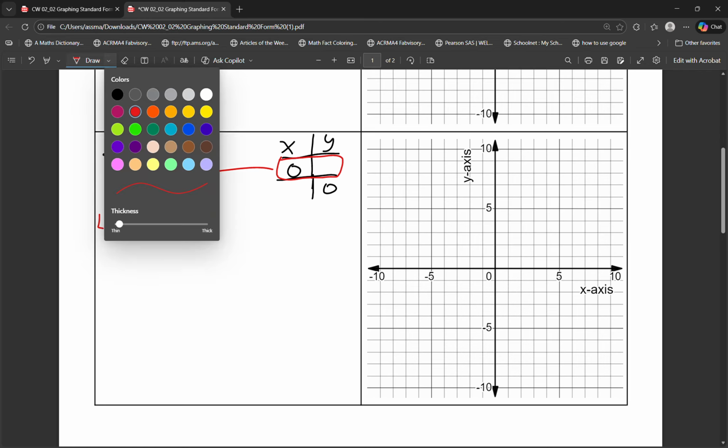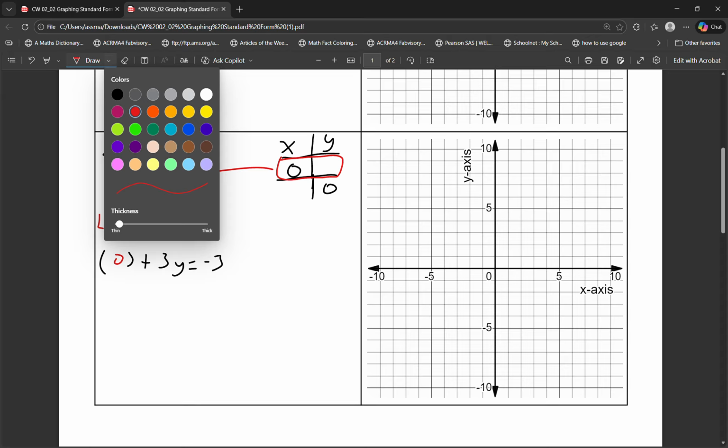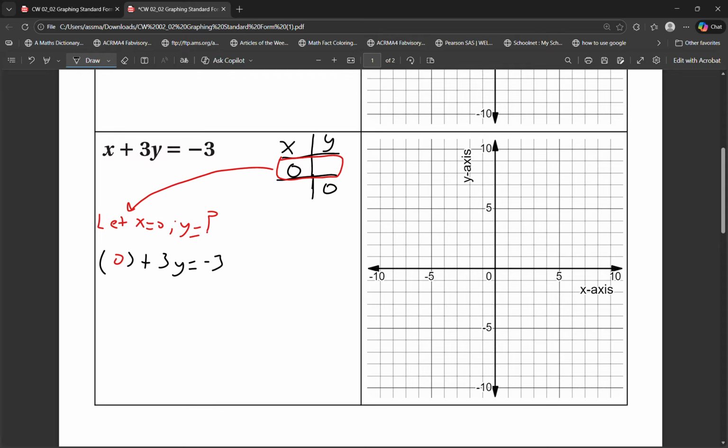So what we do is that where we see an x, so notice how it's x there, so I'm going to have it blank here, plus 3y is equal to negative 3. So where I see the x, I'm going to put a 0. Okay, so then I work it out. So you have 0 here, so 0 plus 3y is just 3y equals negative 3. And if we divide by 3 on both sides, we get y is equal to negative 1.